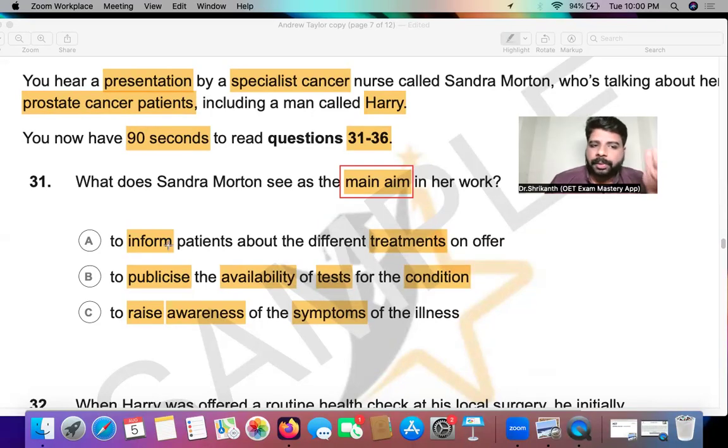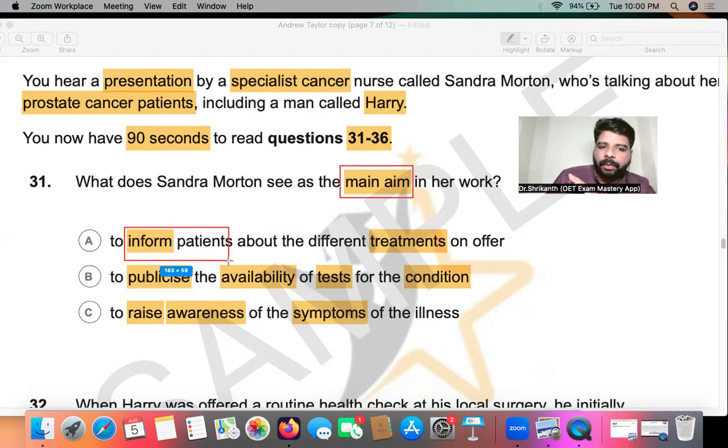What is the verb in answer option A? To inform patients. Informing is an action. So what is the main aim of the work? To provide information. Providing information to patients is the main aim in a work about the different treatments. That's the keyword. Now, what is the verb in answer option B? To publicize. To advertise, to market, to increase publicity, making people know that there are many tests available for prostate cancer patients. So, promoting publicity is the main aim of the work.